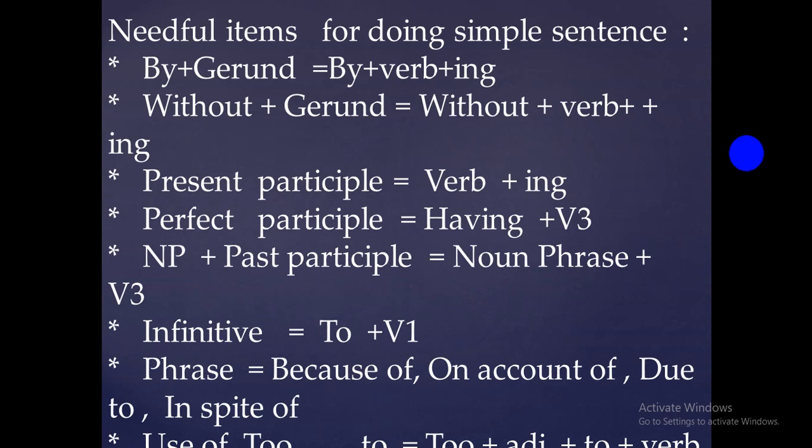By plus gerund, by plus verb plus ing; without plus gerund, without plus verb plus ing; present participle, verb plus ing; perfect participle, having plus V3, V3 means past participle form of verb; NP plus past participle, NP means noun phrase, plus V3, the past participle form of the main verb; infinitive, to plus V1 or base form of verb; phrases: because of, on account of, due to, in spite of; use of too, or we can say too plus adjective plus to plus verb.